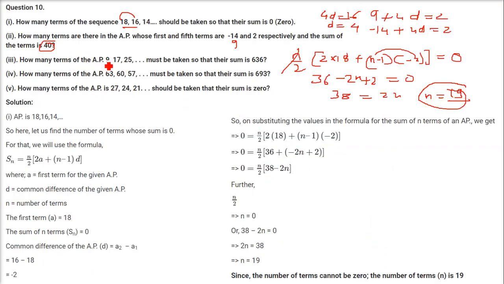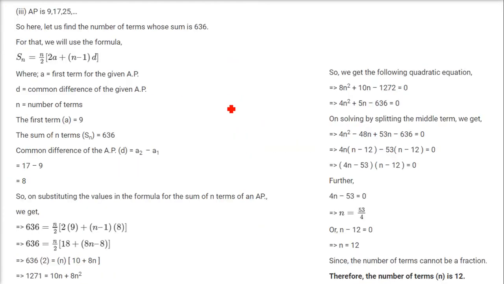How many terms of this AP must we take so that their sum is this one? How many terms for this sum, and how many terms for this sum? So I'll take one of these and then this one. Now here the sum is given as 636. So S equal to n by 2 into 2a plus n minus 1 into d. And here we have a as 9, d as 17 minus 9, which is going to be 8. So a and d are known to us.